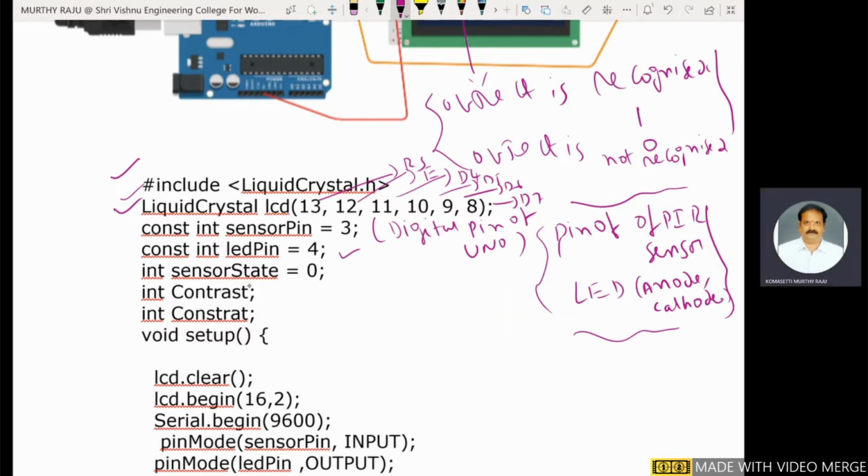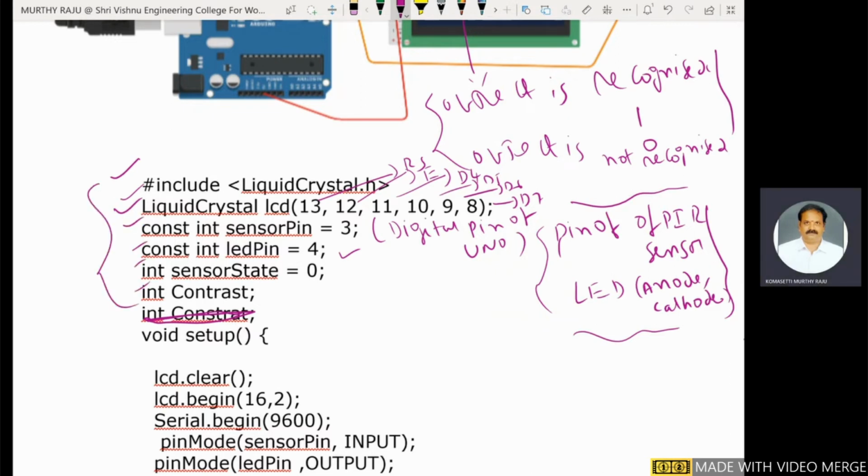Initially, the sensor state is 0. It does not sense anything. Whenever an object enters the plane, it senses the condition. Okay. Next, two contrasts are there. Next, integer contrast, because in the LCD a contrast pin is also there. Instead of using a potentiometer, the pin connection is indicated in the code. These are the declarations.